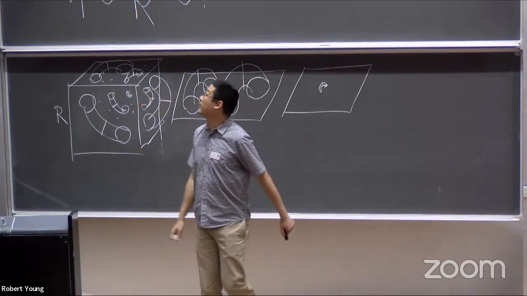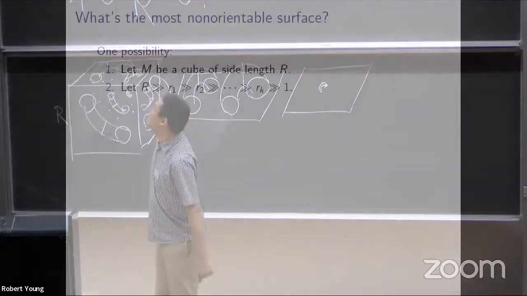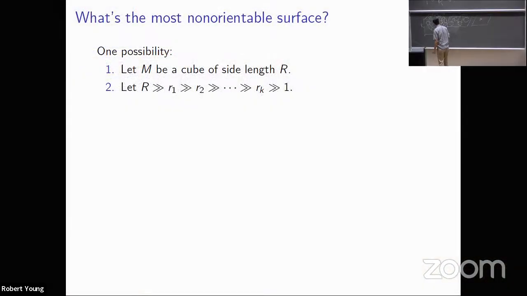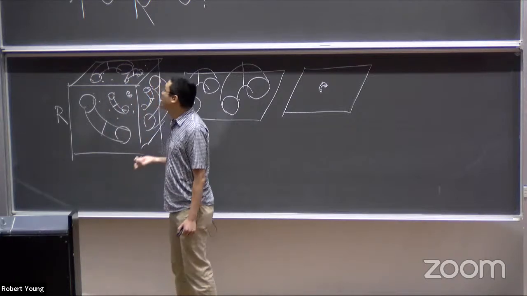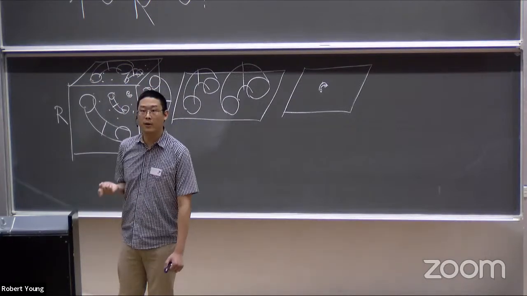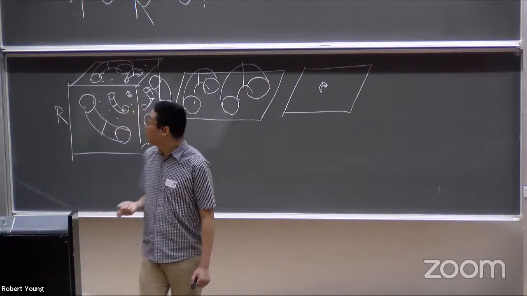So more formally, we pick a cube of side length r. This is going to be a two-dimensional surface in R4 again. We're going to choose a sequence of scales between r and 1, call them R1 through Rk. And then for each of these scales, we're going to add cross handles of that scale to the surface of the cube. So the original cube has area r squared. Each of these cross handles takes up about ri squared area on the cube. And so we'll get about r squared over ri squared cross handles of each scale.